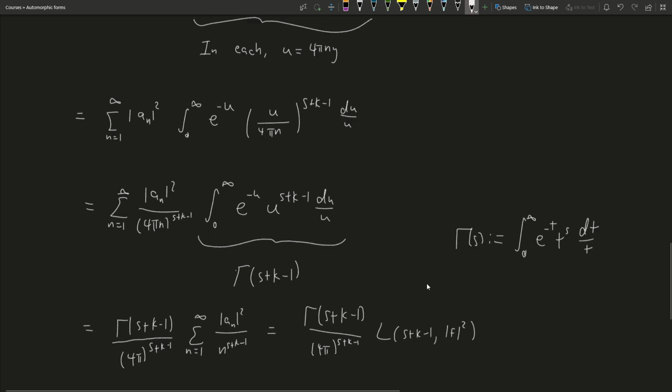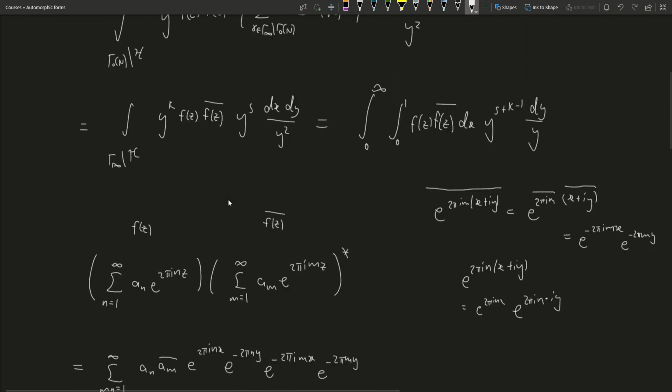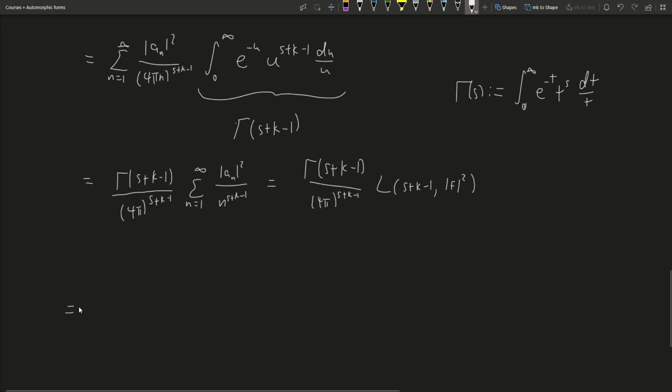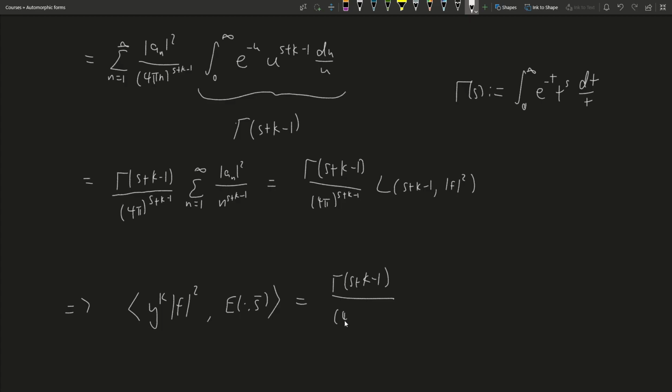So using the technique of unfolding, what we found is that our initial inner product was equal to this. So we're saying that the inner product of y to the k absolute value of f squared with our Eisenstein series evaluated at s bar is equal to the gamma function of s plus k minus 1 over 4 pi to the s plus k minus 1. And then here I'm just going to write the series definition because it's standard notation. Cool. So that's an example of how you would use the technique of unfolding to evaluate an inner product like this.